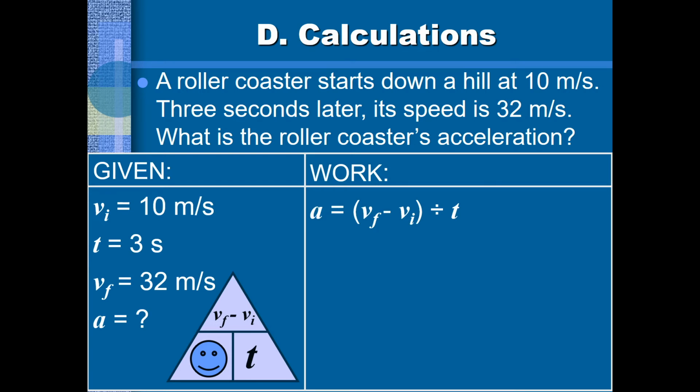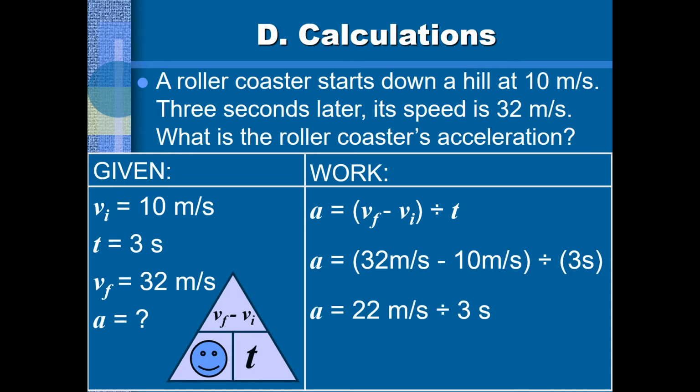Now all we have to do is plug in our variables. 32 meters per second minus 10 meters per second. That's 22 meters per second divided by 3 seconds is 7.3 meters per second squared. So if you take a meter per second and divide it by second, you're going to have 2 seconds in the denominator, and they'll be squared.